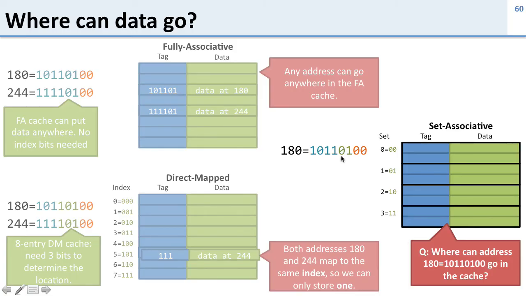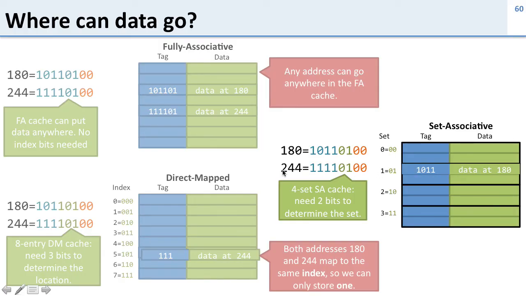Well, address 180, if we look at it, is going to map into set 1 here. And we can see that because we have a 4-set set associative cache, so we need 2 bits to determine which set we're in. So we have 4 sets here, we have 2 bits, we can tell that it's going to put it in here, we can put it anywhere we want within this set. So I'm going to go ahead and put it in the first one here.